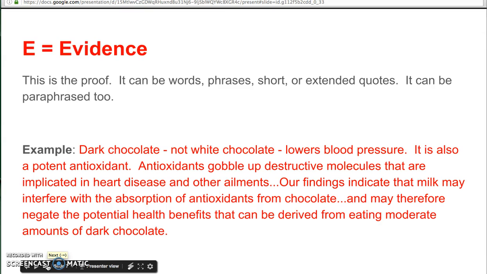So here's the evidence that I found to best support my claim that dark chocolate is better for you than milk. "Dark chocolate, not white chocolate, lowers blood pressure. It is also a potent antioxidant. Antioxidants gobble up destructive molecules that are implicated in heart disease and other ailments. Our findings indicate that milk may interfere with the absorption of antioxidants from chocolate, and may therefore negate the potential health benefits that can be derived from eating moderate amounts of dark chocolate."